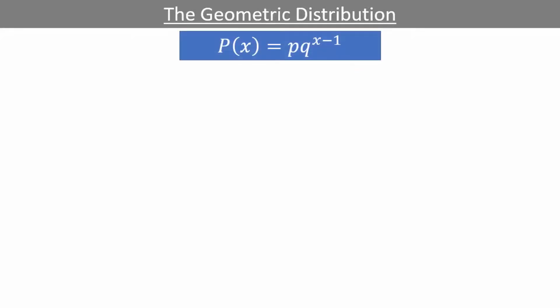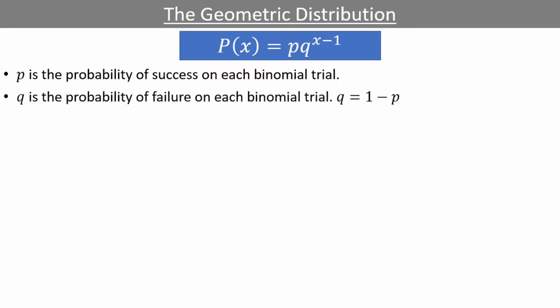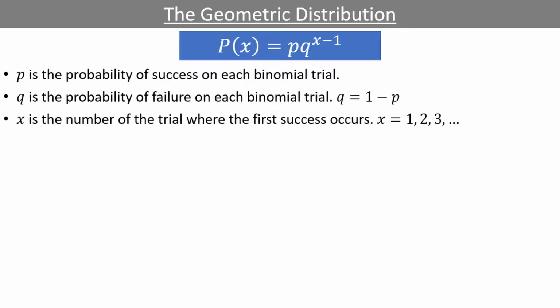The formula used to calculate geometric distribution probabilities is P of x equals p times q to the x minus 1 power, where p is the probability of success on each binomial trial, q is the probability of failure on each binomial trial equal to 1 minus p, and x is the number of the trial where the first success occurs, so that x can be equal to the counting numbers, 1, 2, 3, etc.